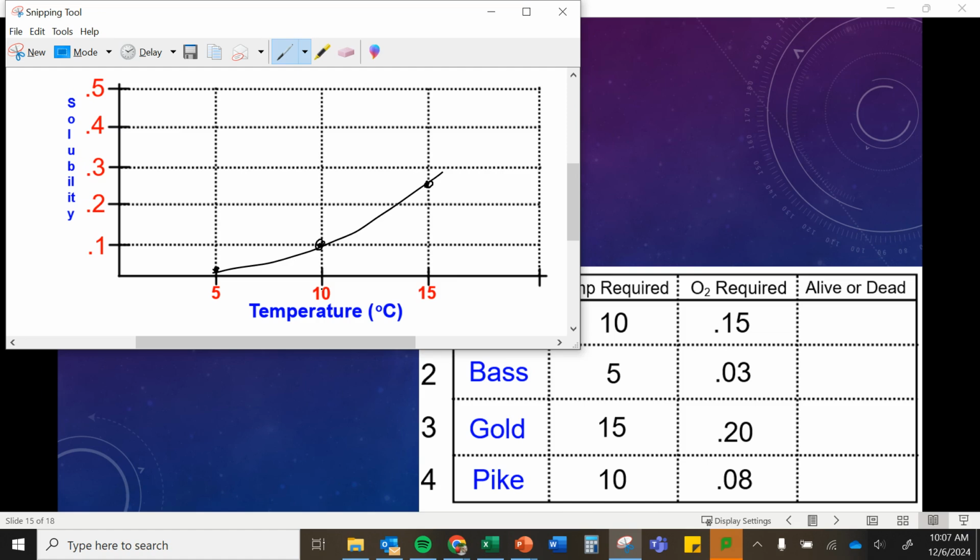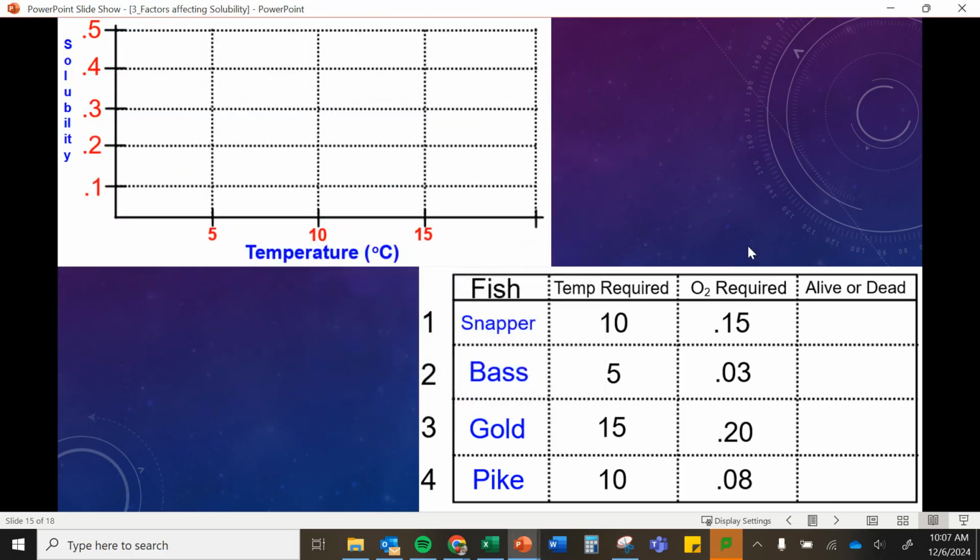Pike, 10 degrees Celsius and 0.08, that's again below, so it's in the unsaturated range, so it would still be fine. So these two would not survive, and these two would survive. This is just an example of how we can apply this information.